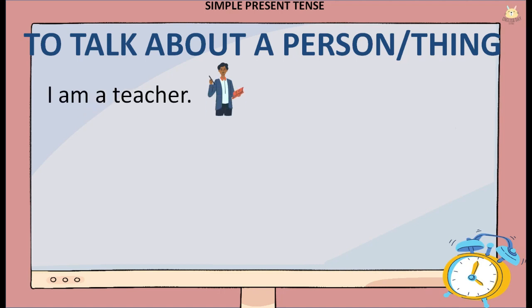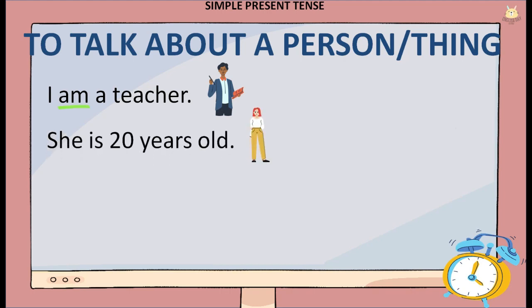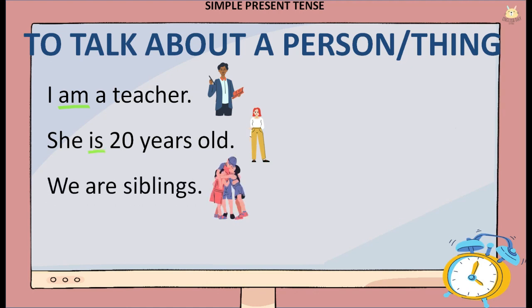I am a teacher. Our verb in this sentence is am. She is 20 years old. Our verb is is. We are siblings. Our verb is are. And lastly, we have it is windy. Our verb is is.